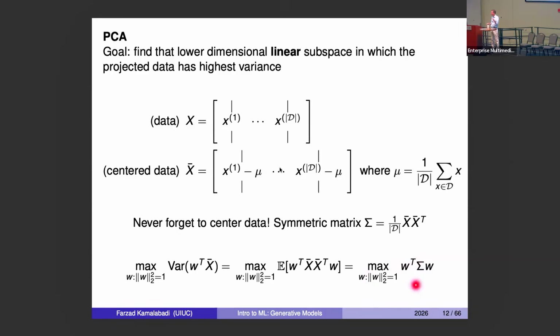So now my maximization problem, because I want to maximize W transpose sigma W with the constraint that I'm normalizing W. The norm of W is 1. So just to be clear, what I want to solve for is the W. I want to find a W that maximizes this product, W transpose sigma W. Okay. Yes?